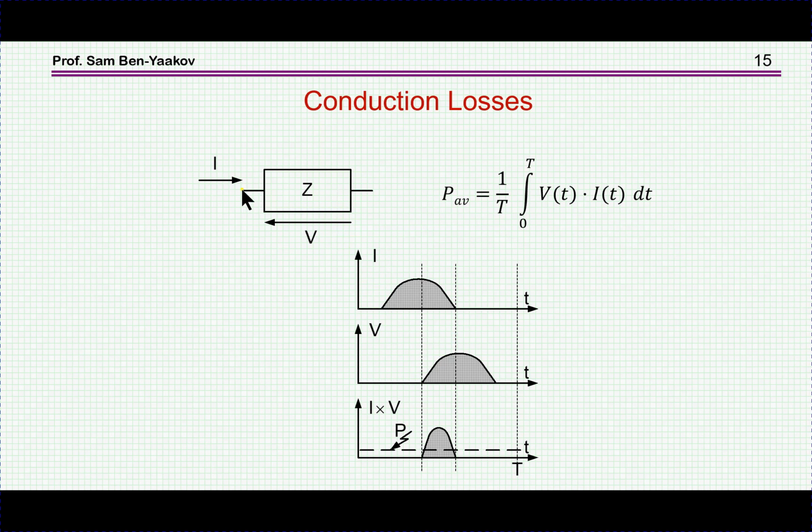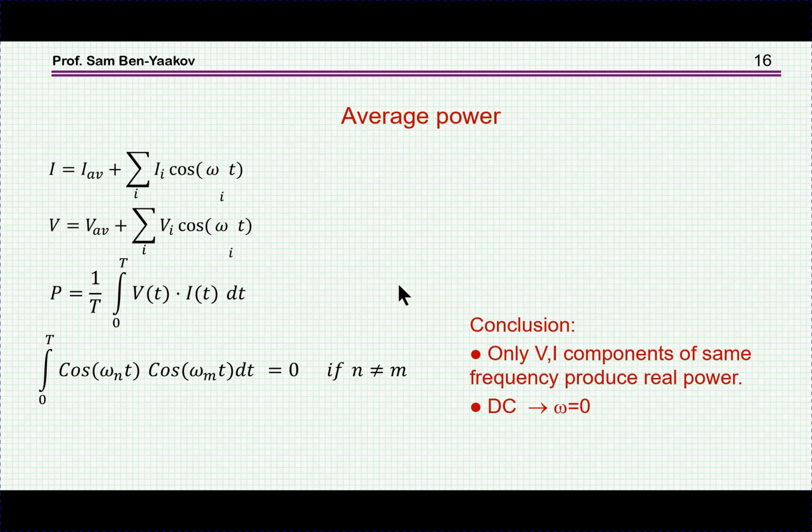Now, if we look at the conduction losses in the general case, if we have, say, an impedance, there is a voltage and current, then again, by definition, the power is the product of voltage times current, integrated and then divided by T. This will be the period. This will be the average power. Now, if I have some general form of a continuous waveform, I can break it into its Fourier components, cosine or sine components, plus an average value.